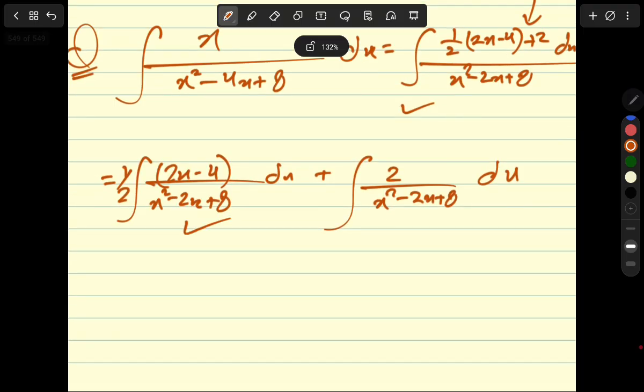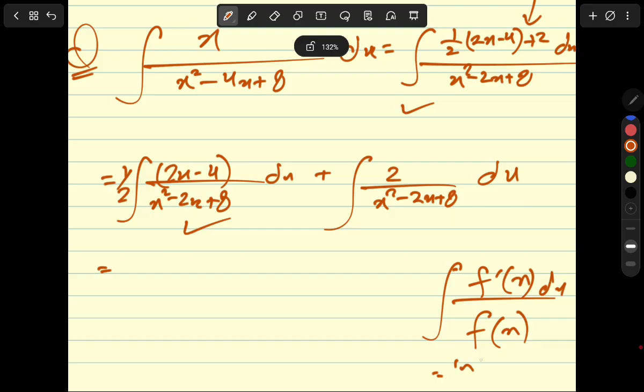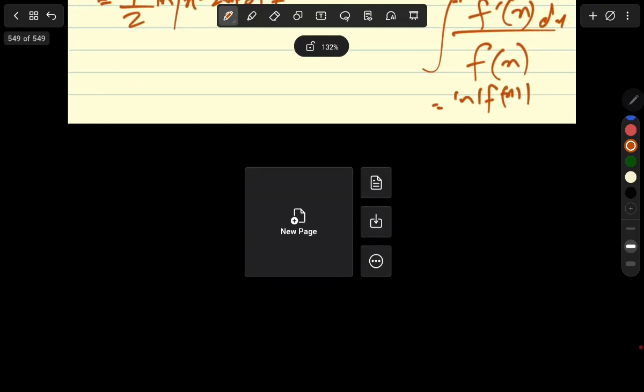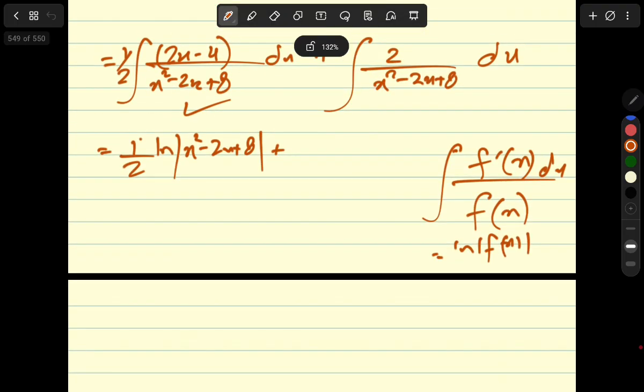Now this one is logarithmic. It is in the form where f of x is in the denominator and in the numerator there is its derivative. So the integral of this is nothing but ln f of x, which we did in the first lesson on Friday last week. So this is going to become half ln (x squared minus 4x plus 8), and this is plus twice of 1 upon this.